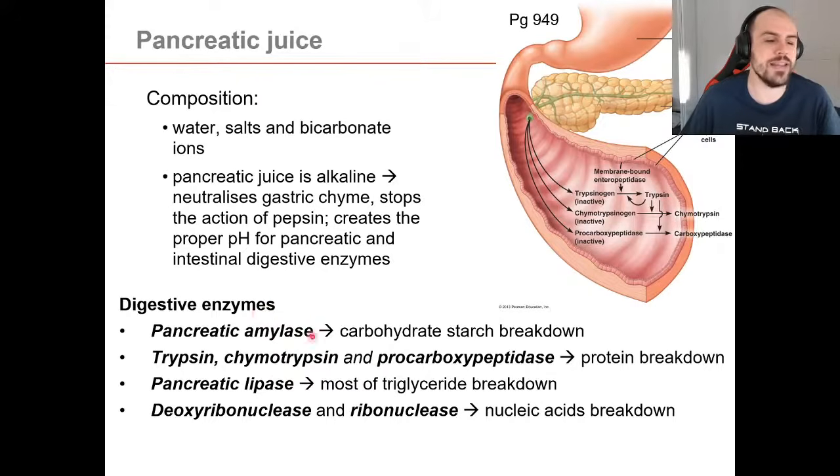Amylase is an enzyme that breaks down carbohydrates. So what is a carbohydrate? Who can remind me? Looking in the chat quickly, who can remind me what is a carbohydrate?